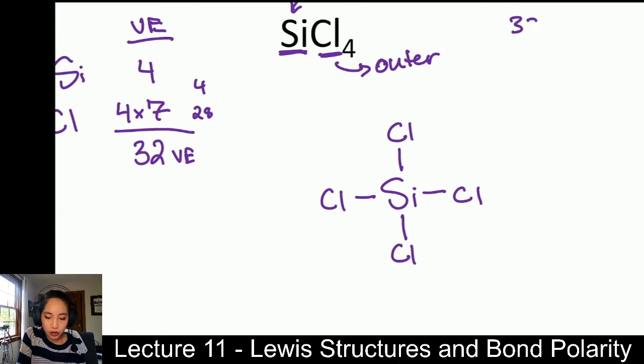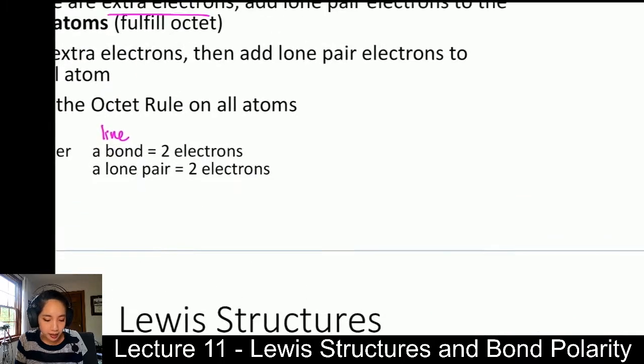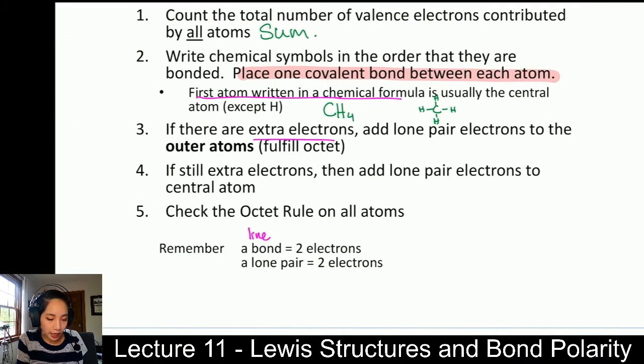So if we started with 32 valence electrons and we used up 8 electrons from forming bonds, because remember, each bond represents 2 electrons, we still have 24 valence electrons that we still have to use up. All right, so we're not quite done yet. So if we look at the next step, we placed covalent bonds. So now step 3, if there are extra electrons, and we have 24 extra electrons, start adding lone pairs to outer atoms to fulfill their octet.